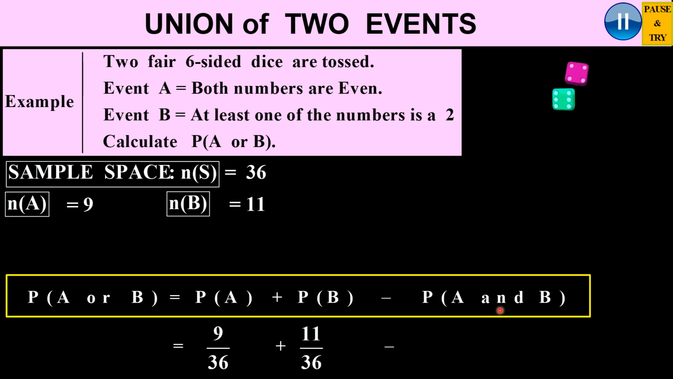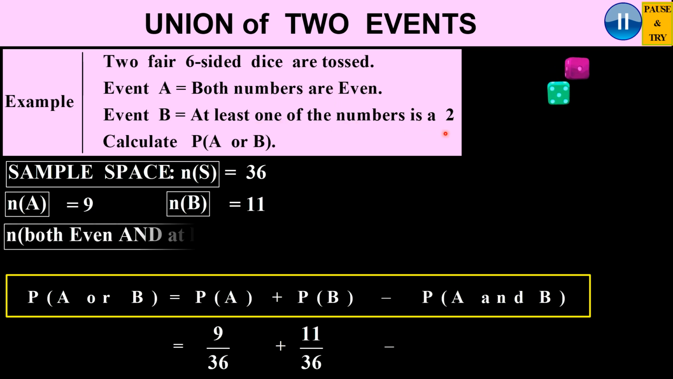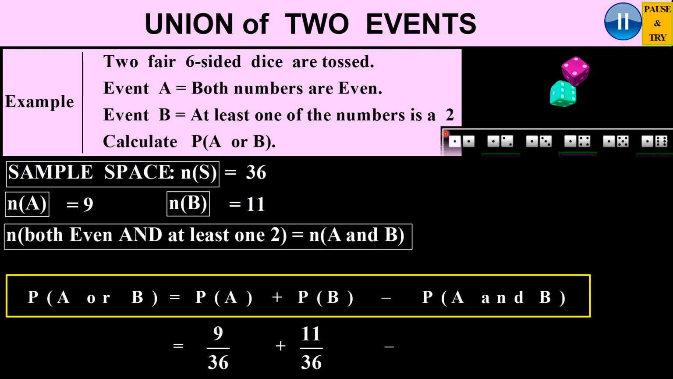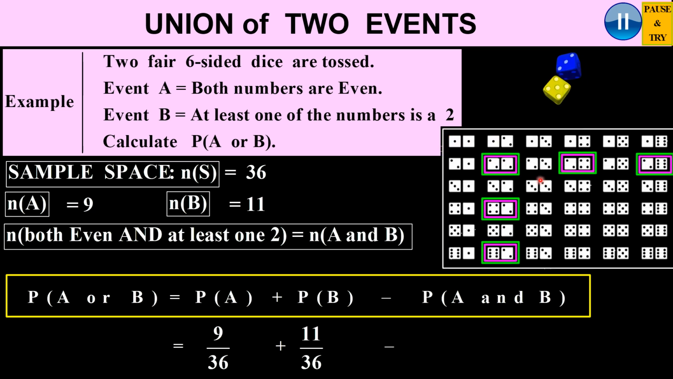But we want to determine the probability of A and B. So A and B means both numbers must be even, but at least one of the numbers must be a 2. Let's look at that now. These are the cases. You can see both numbers are even, and there's a 2 in. Both numbers are even, and there's a 2 in. Both numbers are even, and there's a 2 in. Both numbers are even, and there's a 2. And if we count that, 1, 2, 3, 4, in other words, we have 5. The size there would be 5.